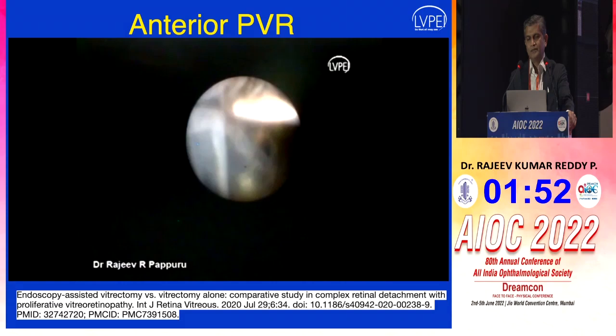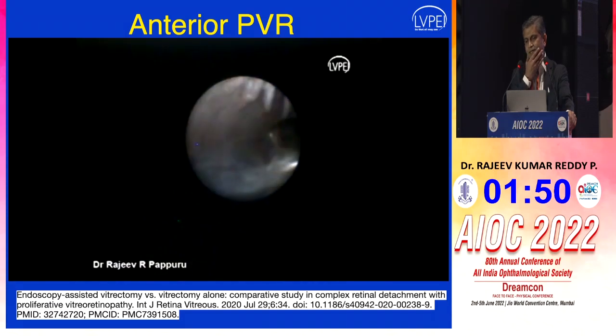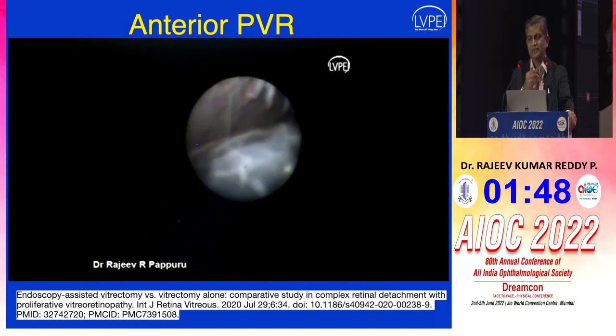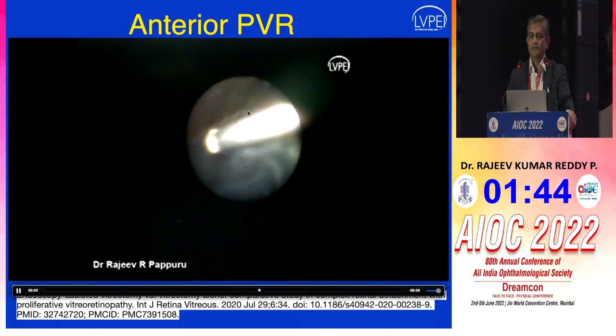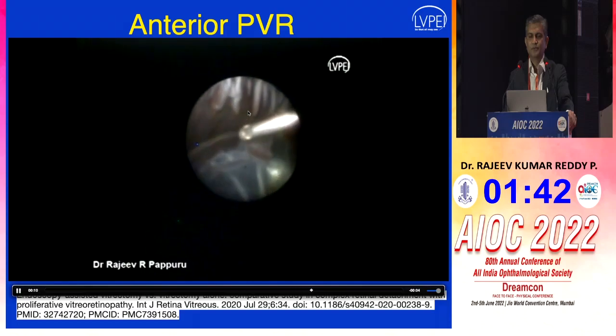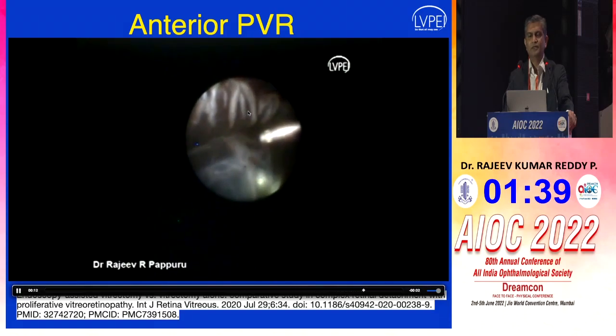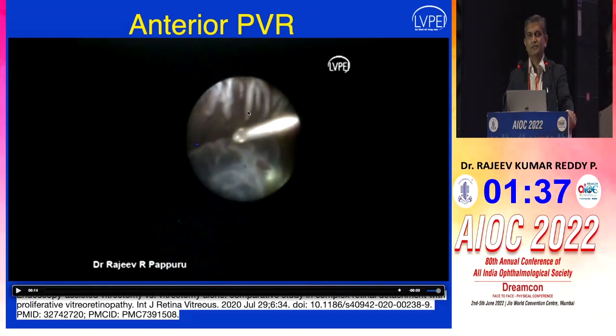And anterior PVR. This is a case of an anterior PVR where you can see the retina is pulled up here, stuck to the ciliary process. This view using an endoscope is not going to be easy while we are doing a regular retinal surgery, even in clear media. So you can actually go there and dissect it out.